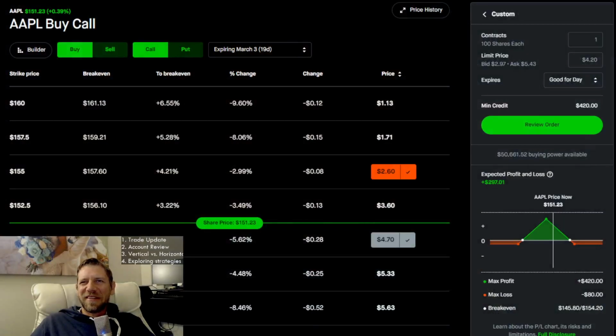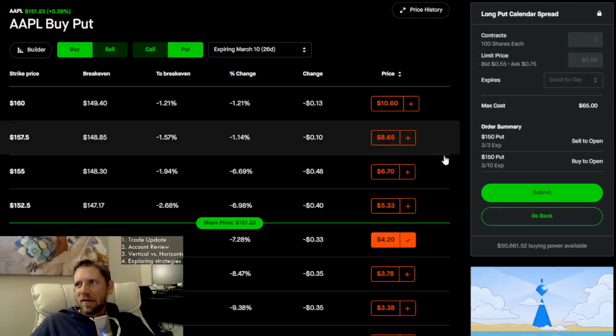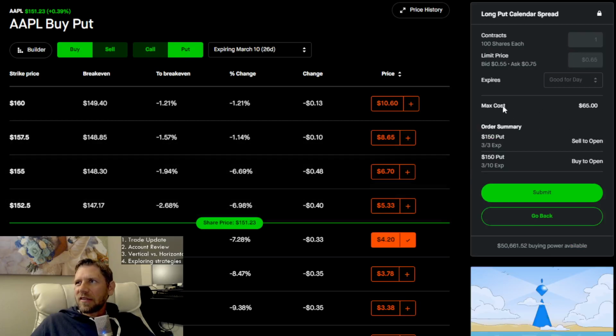So, there are definitely differences in the way that both strategies are calculated, but they definitely accomplish something very similar, right? There are definitely differences. It says max cost here, right? Max cost 65, and when you go to close the trade, this number will have increased.